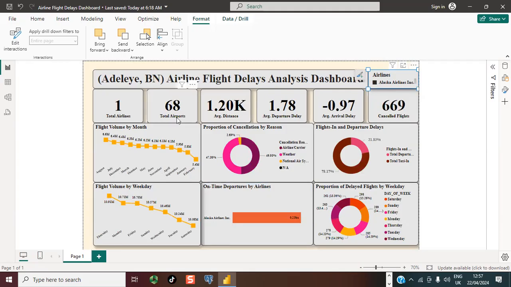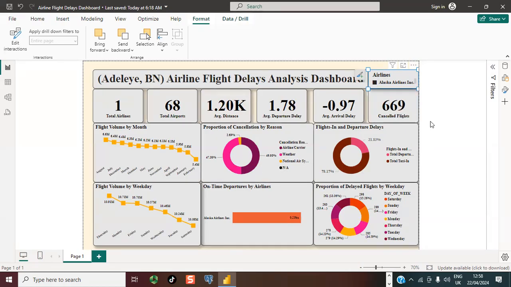You can see here one airline. It tells me that Alaska Airlines operates in 68 airports. The airline is able to cover on average 1.2 thousand miles with an average departure delay of 1.78 minutes, and an average arrival delay of even less than a minute. And Alaska Airlines, within the time covered, had a total of 669 canceled flights.